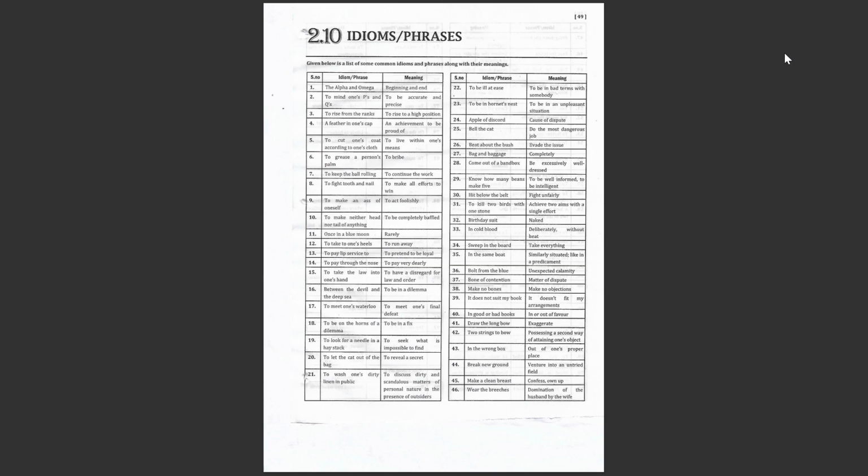So in cold blood means deliberately, without heat. Without heat means without paying any attention to, in a state of emotion, in a state of unemotion.